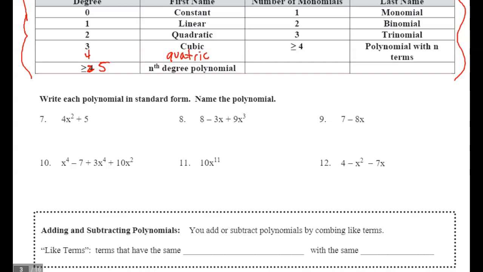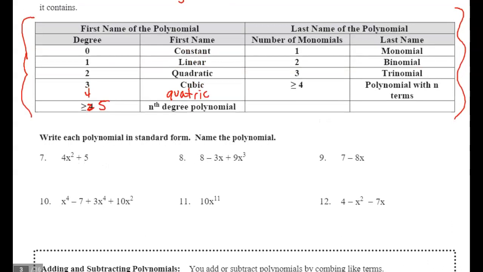So this one is already in standard form, and then name the polynomial. So the first name is this degree. This has a degree of 2, so it is a quadratic. And then it has 1 term, 2 terms. So we come over here. It is a binomial. So everything has 2 names.